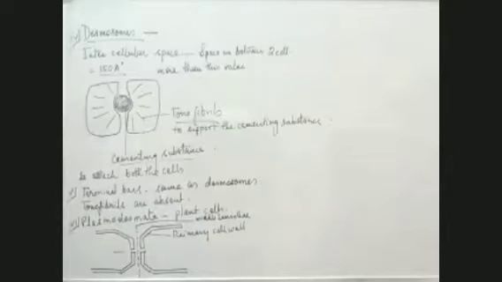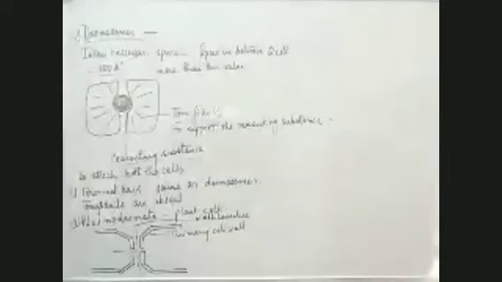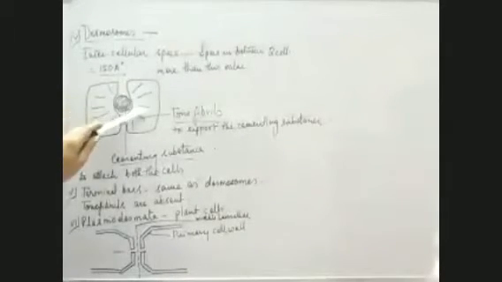Another type of junctional complex is terminal bars. I have not drawn them because they are the same as desmosomes, except for one thing: these fiber-like structures, known as tonofibrils, are absent in terminal bars.